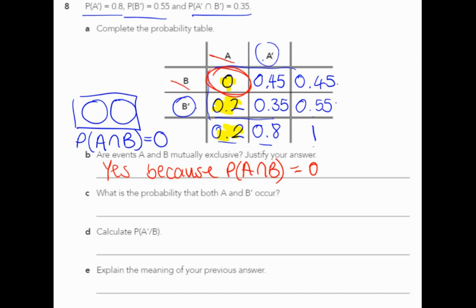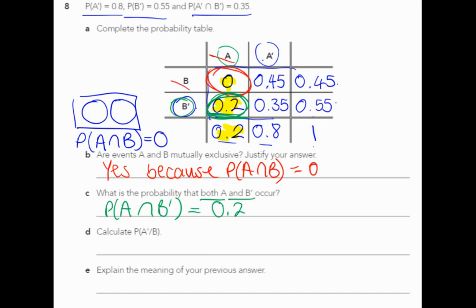What's the probability that A and B dash occur? Okay, so we want both A and B dash. Here's A and here's B dash. So where those two intersect, so we could actually write it, probability of A intersection B dash, because we want both of them occurring, is 0.2. And that comes from that little box there.